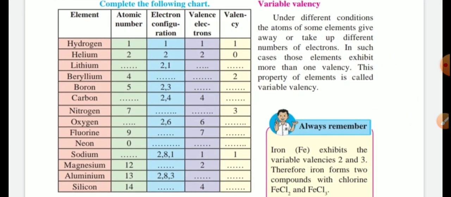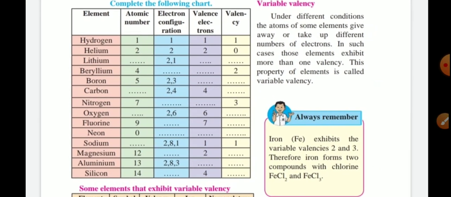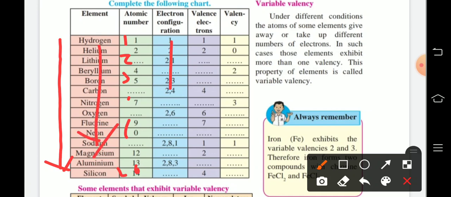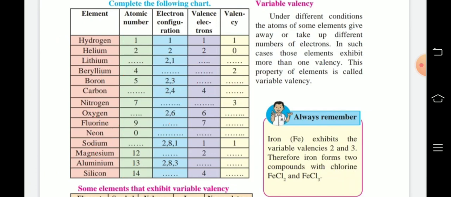In the first column are the elements. Here some elements are not given, but we are writing all 1 to 20 elements. Serially you write the atomic number 1, 2, 3 like that up to 20. Write down their names, then the electronic configuration, then valence electrons, meaning electrons present in their outermost shell, and in the last column, write the valency. I will show the answer in our assignment question.